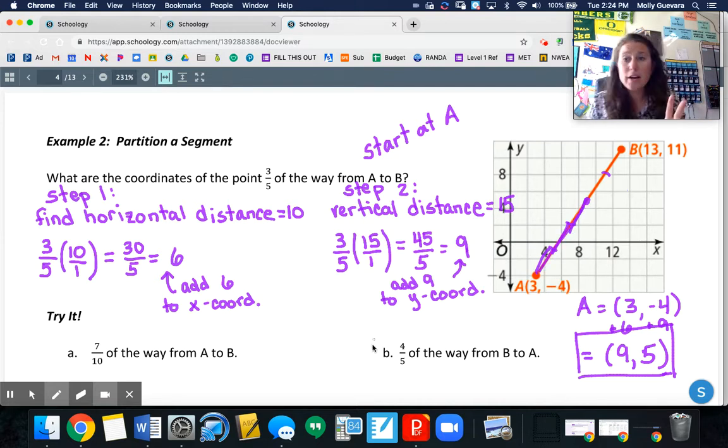Okay, so 2 try-its here. I actually give them a shot. Find if you can figure out the point 7/10 of the way from A to B. So again, you're starting at A, and just your fraction is changing. Instead of 3/5, it's 7/10. And then here, it's 4/5 of the way, so your fraction is changing to 4/5, but it's from B to A, so you're going to start at point B instead. So go ahead and hit pause, give this a try, and when you're ready, hit play.